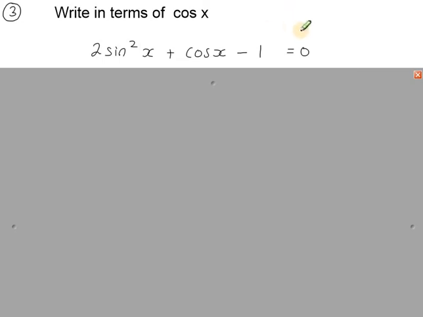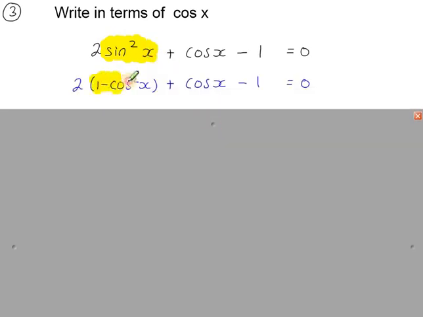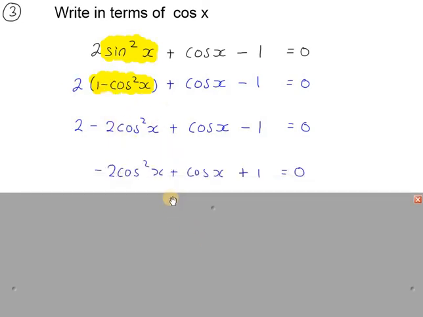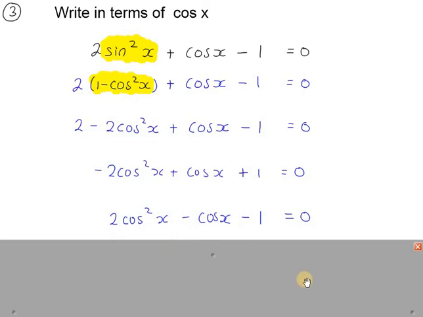Example 3. We have an equation that has a mixture of sine and cos terms. We need to rewrite everything in terms of cosine terms only. So sine squared x can be replaced with 1 minus cos squared x. So that's the objective achieved. Everything is now in terms of cosine, but we should expand brackets, collect like terms and simplify. That would be expected in an exam. So I've expanded the brackets here, collecting like terms and simplifying.